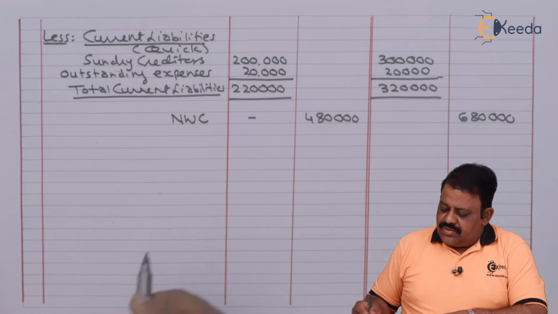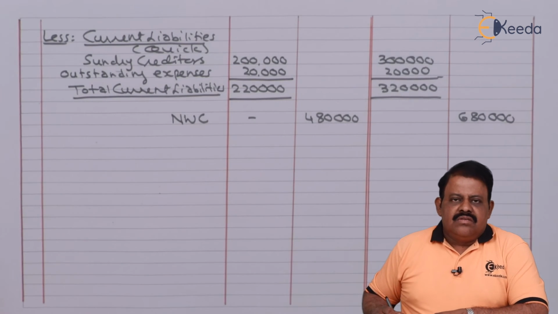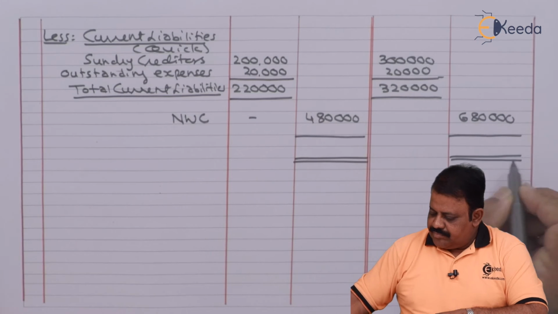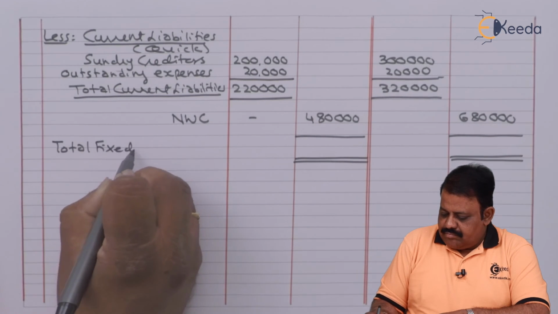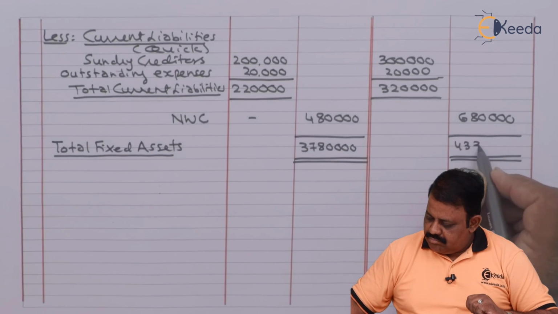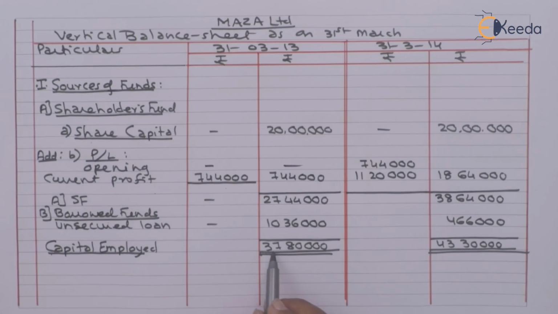Current assets minus current liabilities. First year net working capital is 4 lakh 80,000. Second year 6 lakh 80,000. We'll be adding this to fixed assets. Thus total assets for the first year 37 lakh 80,000. The second year 43 lakh 30,000. Sources of funds, total capital employed 37 lakh 80,000 for the first year. For the second year 43 lakh 30,000. That means the balance sheet tallies in both the years.